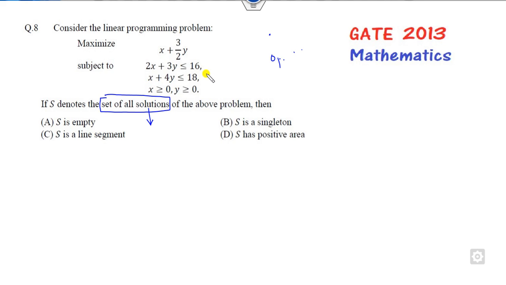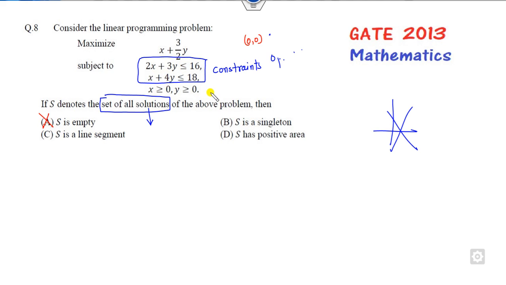What is the meaning of the solution? The solution which satisfies only the constraints. Any point which satisfies these two conditions is called a solution. So there is no need to solve the problem, no need to draw the graph. Just look: S is empty. Can you see any pair x comma y which satisfies this condition? Clearly 0 comma 0 satisfies, so S is non-empty.